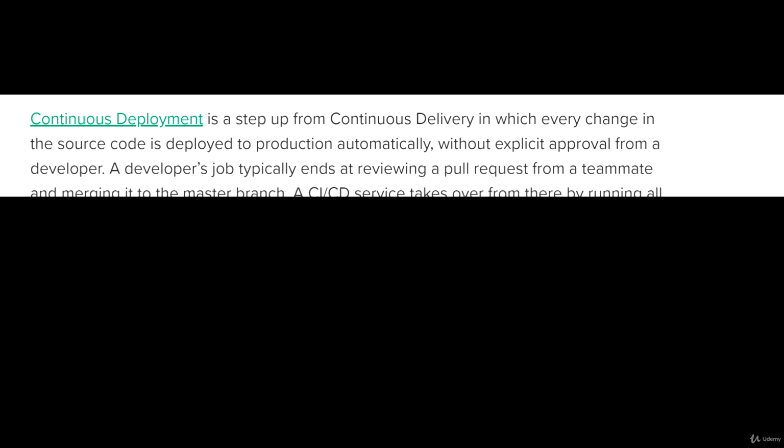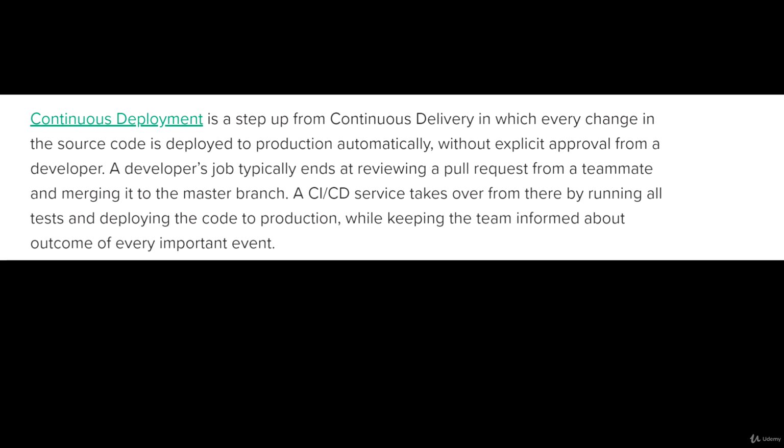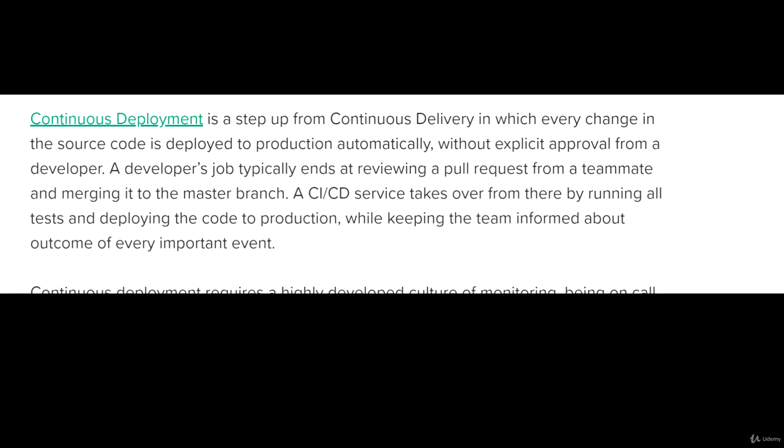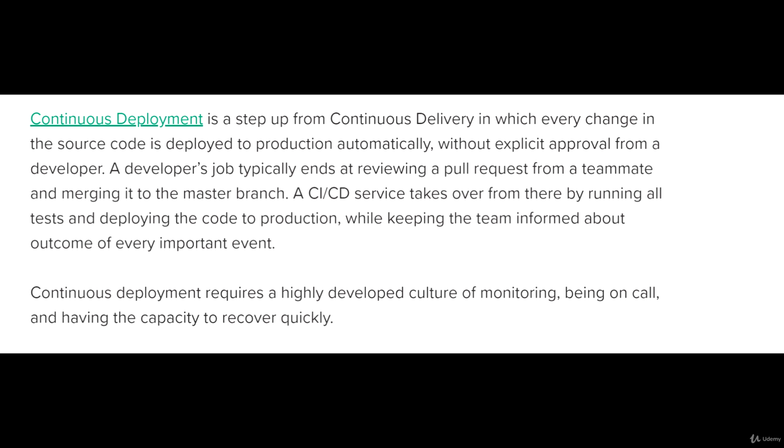Continuous deployment is a step up from continuous delivery, in which every change in the source code is deployed to production automatically without explicit approval from a developer. So a developer's job typically ends at reviewing the pull request from a teammate and merging it to the master branch. Then the CI/CD service takes over from there, running all the tests and deploying the code to production, while keeping the team informed about the outcome of every important event. Well, actually, continuous deployment requires a highly developed culture of monitoring, being on call, and having the capacity to recover quickly.